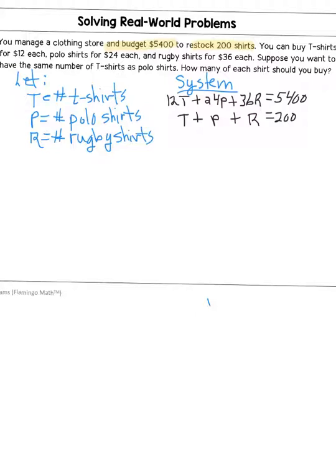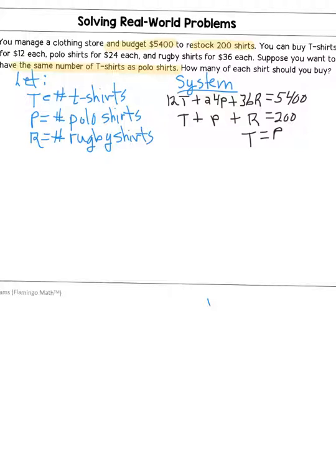So as you read along, it says, suppose you want to have the same number of t-shirts as polo shirts. How many of each shirt would you buy? So if I want the same number of t-shirts as polo shirts, t-shirts ought to equal polos. So T is going to equal P.